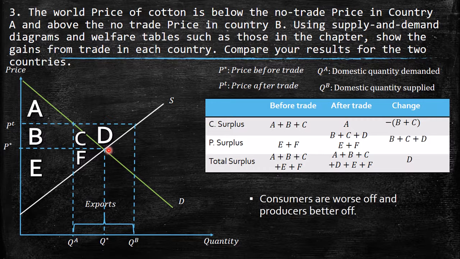In this case, who is the winner? The winners are the producers, given the higher price and given the exports, and the consumers are going to be worse off because they have to pay more.